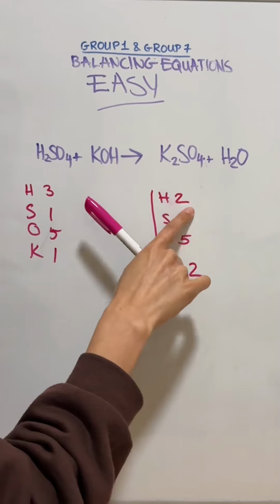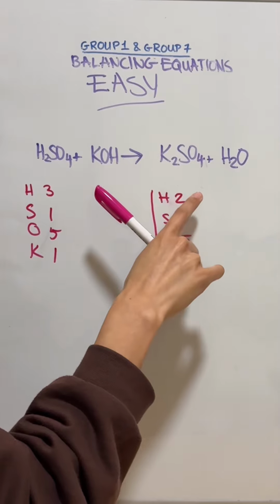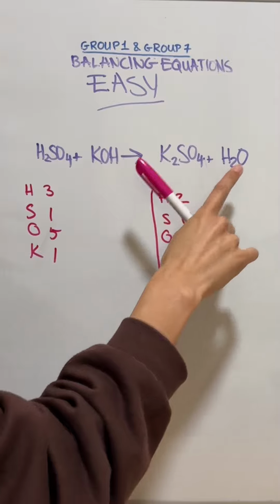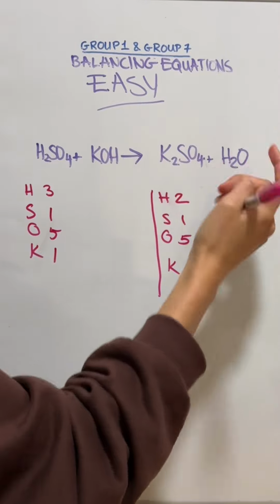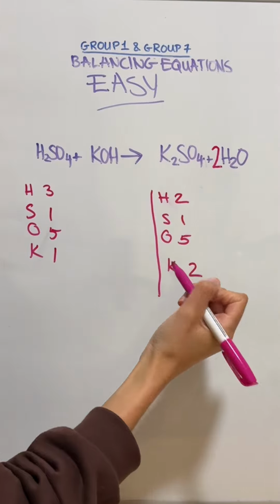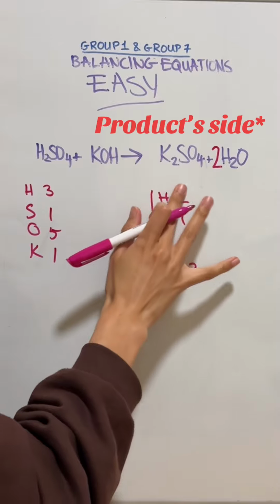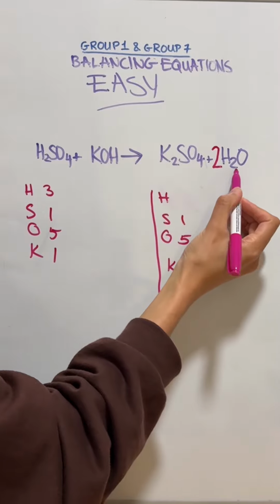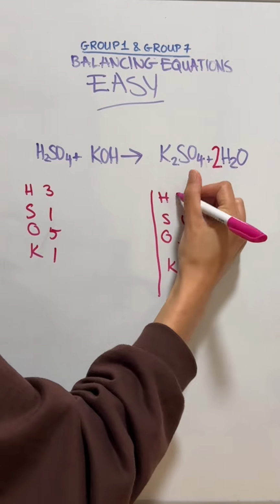So I need more hydrogens on this side, and the only thing that contains hydrogens is my water. Right now it's 1 lot of water. I'm going to up it by 1, so now I have 2 lots of water. This changes the dynamic on my reactant side. So I have 2 lots of 2, so I have 4 lots of water.